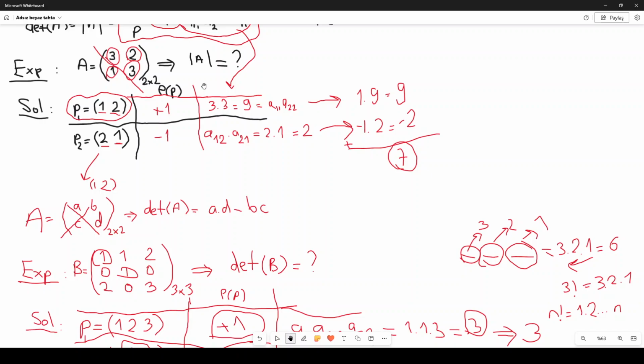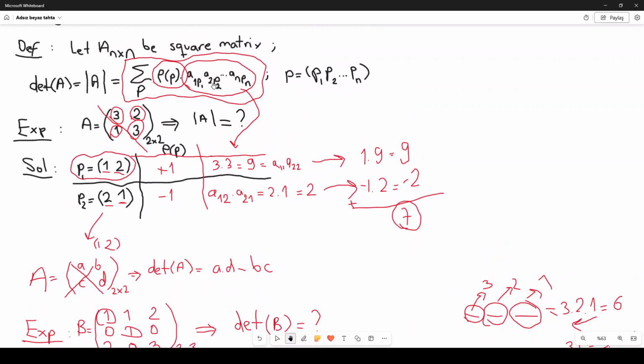And then by applying the definition here, a1p1 a2p2 and so on up to anpn, where n represents the size of both the permutation and the matrix. So if you have an n by n matrix, we have n elements for each permutation, right? So we have n factorial different permutations in this case.